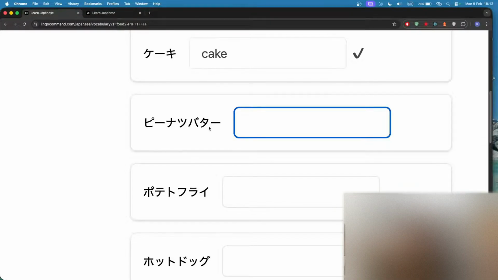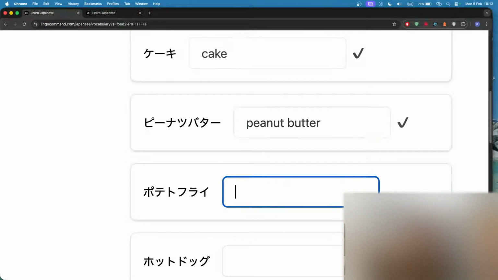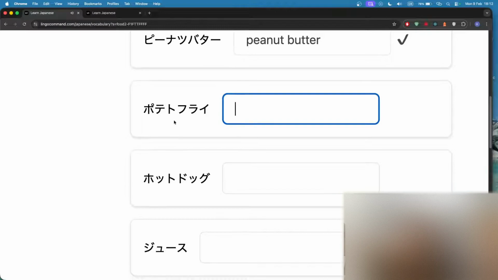Punatsu bata. It's peanut butter. You can hear it. This is just peanut butter. Yeah. And then this is potato fries. Potato fry. So this is French fries.